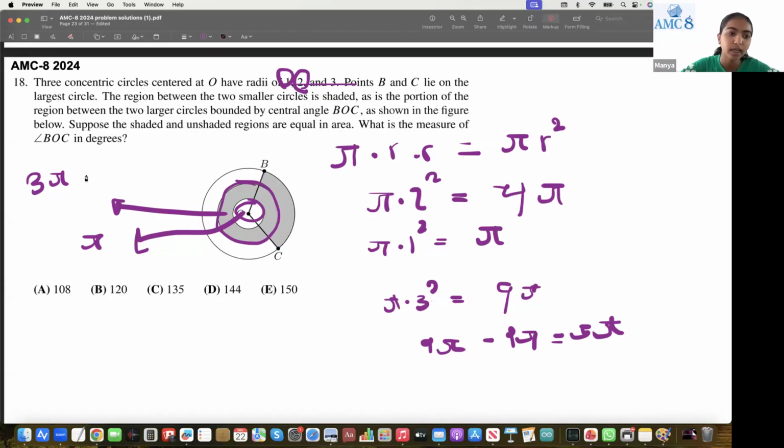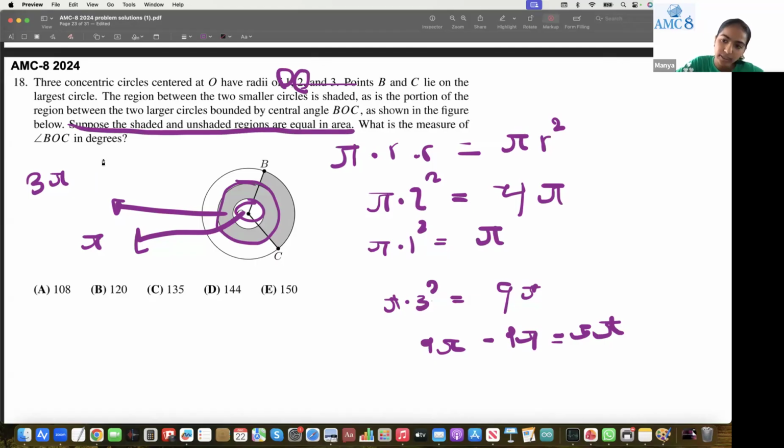But how do we split it? Suppose that we gave maybe 2 pi to this one, and how about we gave 3 pi to this one? The value of this would be 5 pi, and the value of this would be 4, which are not equal. And we know that they have to be equal because they said that suppose the shaded and unshaded regions are equal in area. So that means that they must have the same exact area.